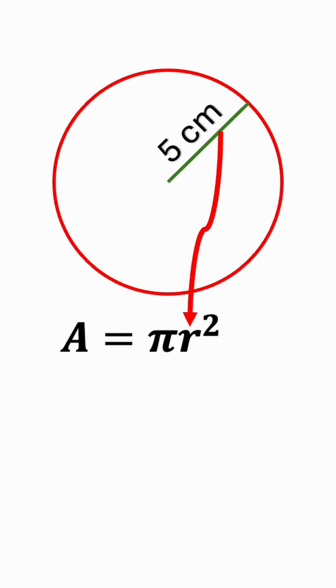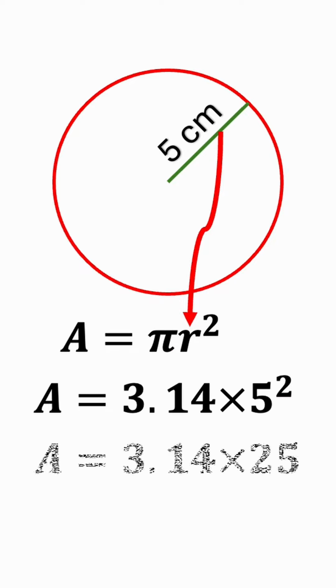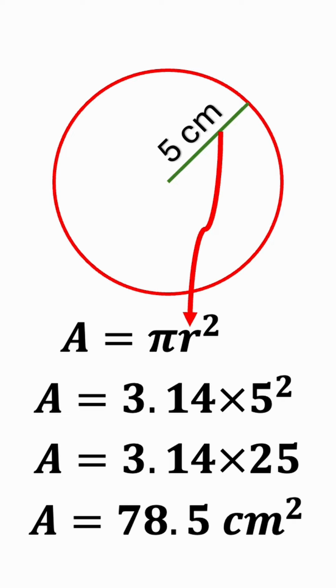Now, let's say we have a circle with a radius of 5 centimeters. Plug that into our formula, A equals 3.14 times 5 squared. A equals 3.14 times 25. That gives us an area of 78.5 square centimeters. So, the area of a circle with a radius of 5 centimeters is 78.5 square centimeters.